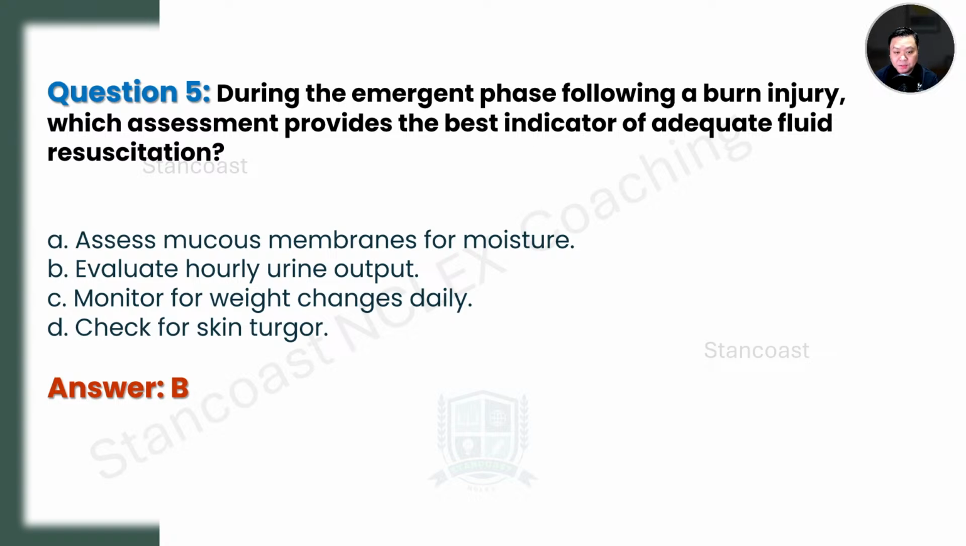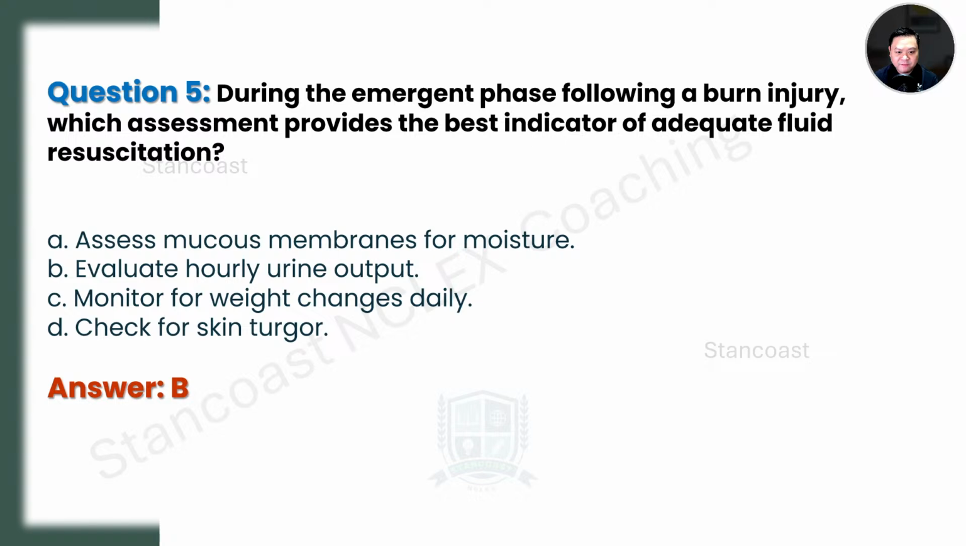This is the most reliable indicator of effective fluid resuscitation. So you should expect at least half to 1 ml per kilo per hour output. So this will indicate that there is adequate perfusion and hydration. If you selected letter A, assess mucous membranes for moisture, this is less precise and may not accurately reflect the fluid resuscitation in burn patients because, of course, with the obvious injury to the skin.